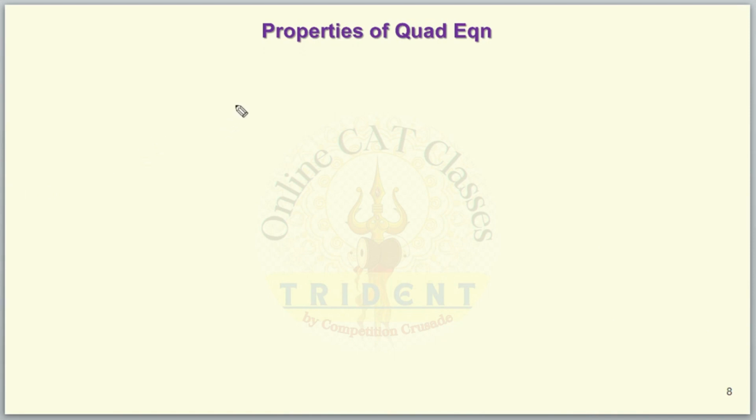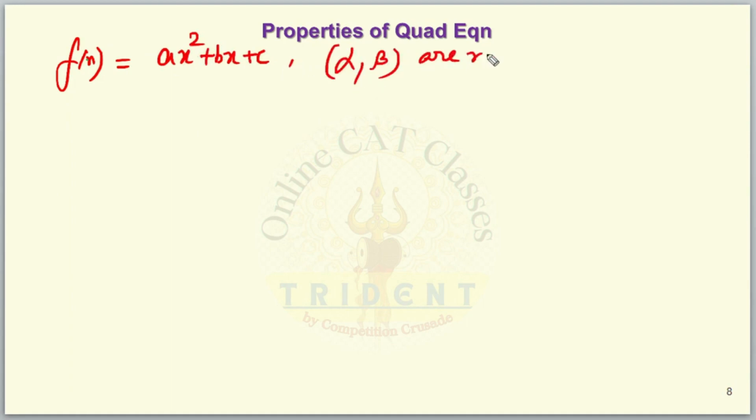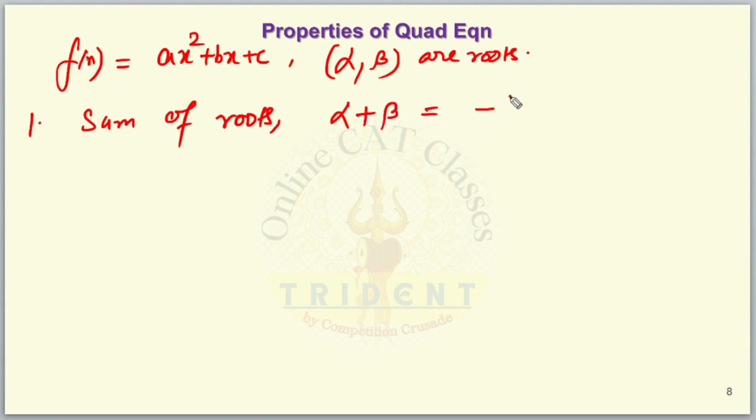Now, what are the typical properties of quadratic equations? So for a quadratic equation f of x, or you can also call it a quadratic function, f of x equals ax squared plus bx plus c, that has roots alpha and beta, the first property is that of the sum of roots, which is alpha plus beta. Alpha plus beta will always be minus b by a. The other one is the product of roots, alpha into beta, that is c by a.